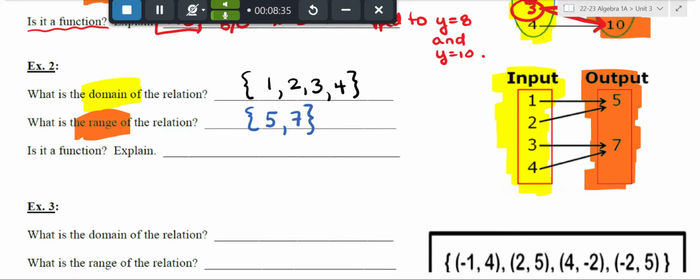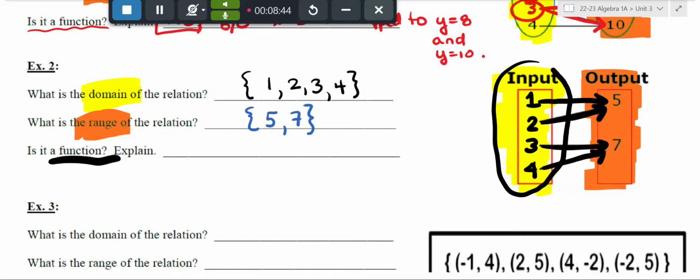And so now the question is, is it a function? Well, let's go ahead and check. Input 1 has only one mapping to 5. Input 2 has only one mapping to 5. Input 3 has only one mapping to 7. And input 4 has only one mapping to 7. So every single one of the inputs has only one mapping. So then yes, it is a function. Why? Because all inputs have only one mapping.